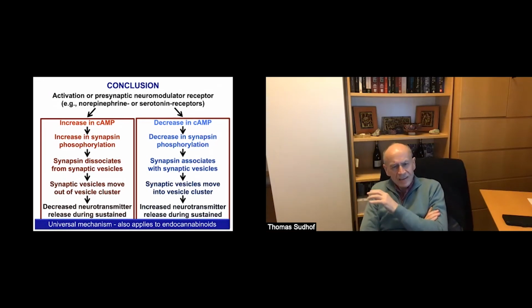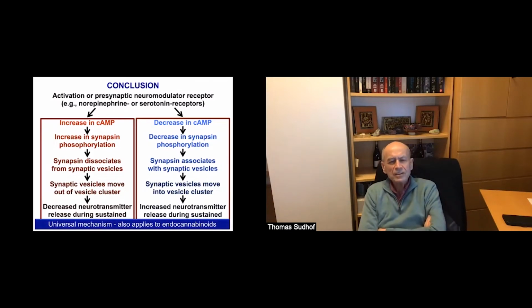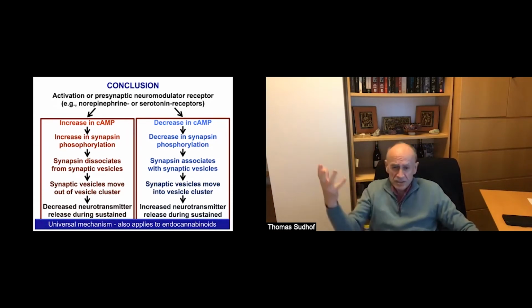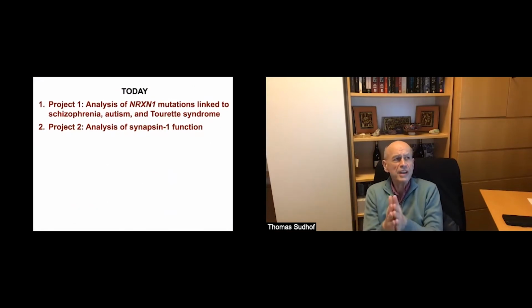Now, in the last minute or the last words of this presentation, I want to tell you that this is actually a universal mechanism that also applies to endocannabinoids, which are probably the most important neuromodulators in brain. They're the most important neuromodulators because they have the highest number of receptors and because they are also part of the response that we have, for example, for cannabinoids such as marijuana and their derivative drugs. And they are exactly subject to the same type of modulation.